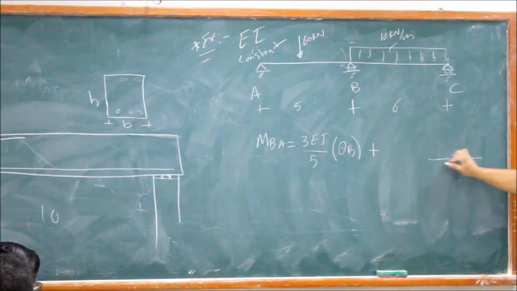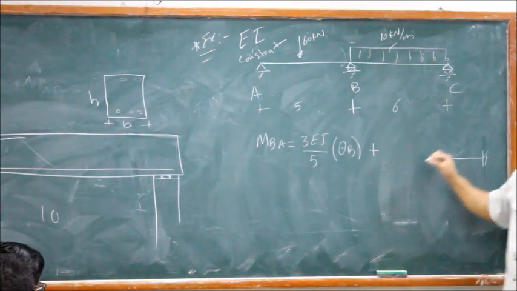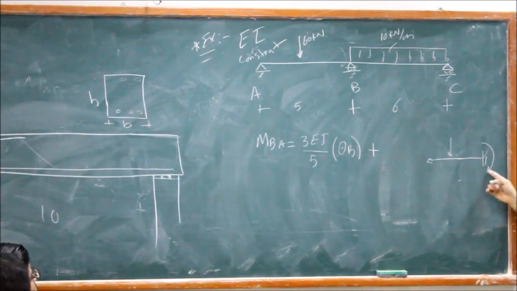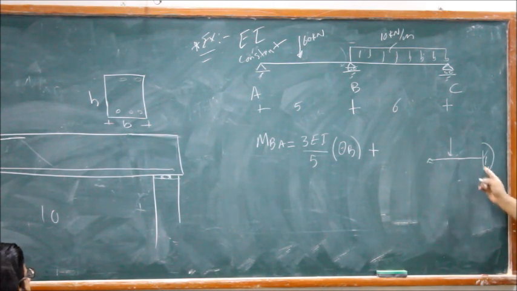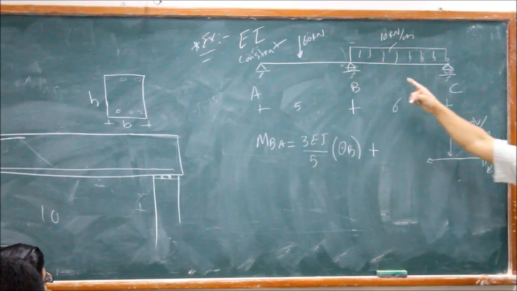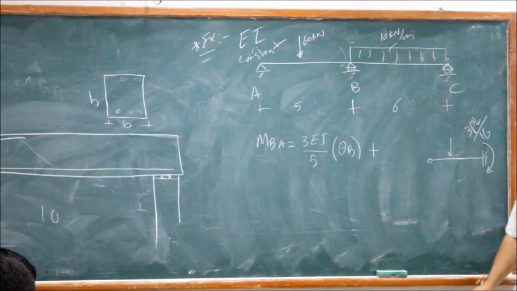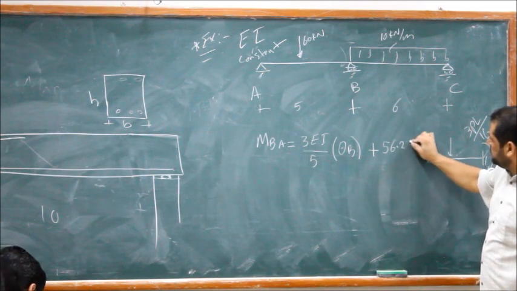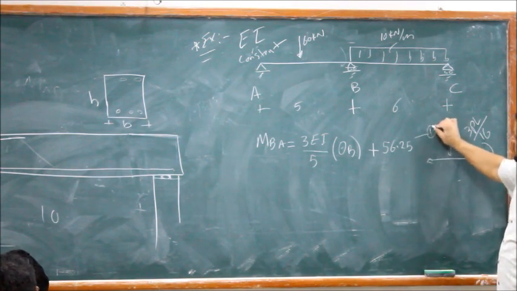Now, this is what we have. This is our case, right? We fix this. Now, our moment will be this way. Is this positive or negative? Positive. So 3PL over 16. If you do this, 3 times 60 times 5 over 16, how much? 56.25. That's our first equation.